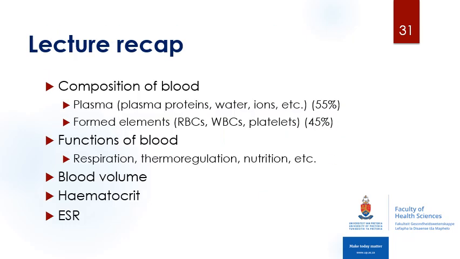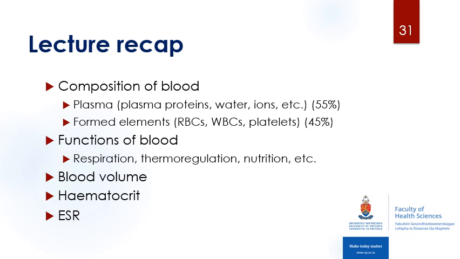So that brings us to the end of this first lecture. And in this lecture, we looked at the composition of blood. So we talked about the plasma, which makes up 55% of the blood, and we talked about your plasma proteins in a lot more detail. We also talked about the different formed elements, so your different blood cells: your red blood cells, which are important for transporting oxygen, your white blood cells, which are important for your immune responses, and your platelets, which are important for clotting. And these formed elements make up 45% of your blood.